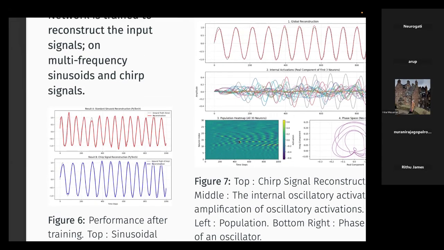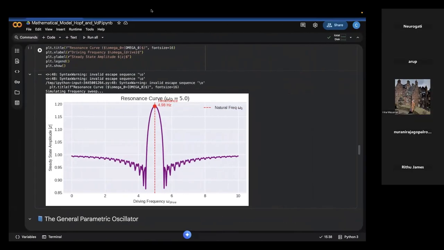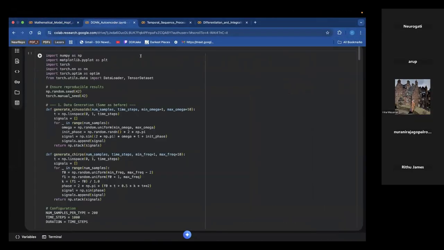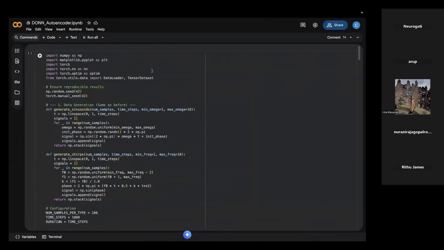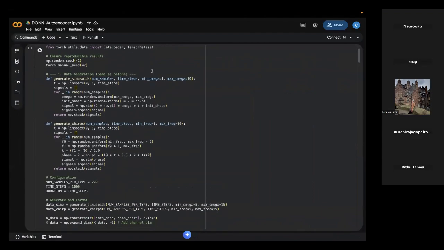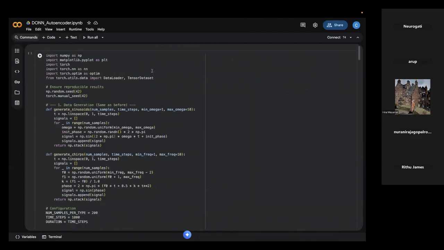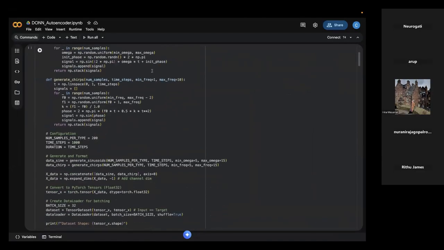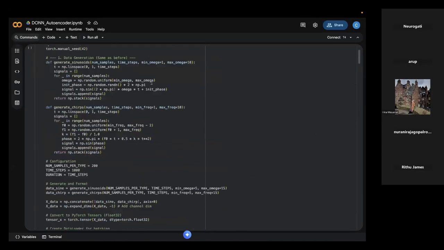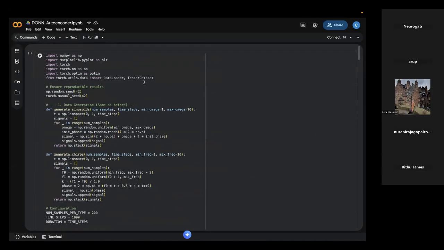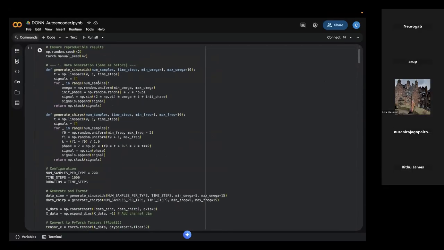For this, you can all open the second Colab file, which is the autoencoder. You can also run it, but at your own time. Currently, I'll just show the results that are already run for you. I'll go through the code cells. Again, as usual, we are importing some libraries. These are from Torch. Torch is a very famous library that is used for neural networks. We are generating two types of data sets.